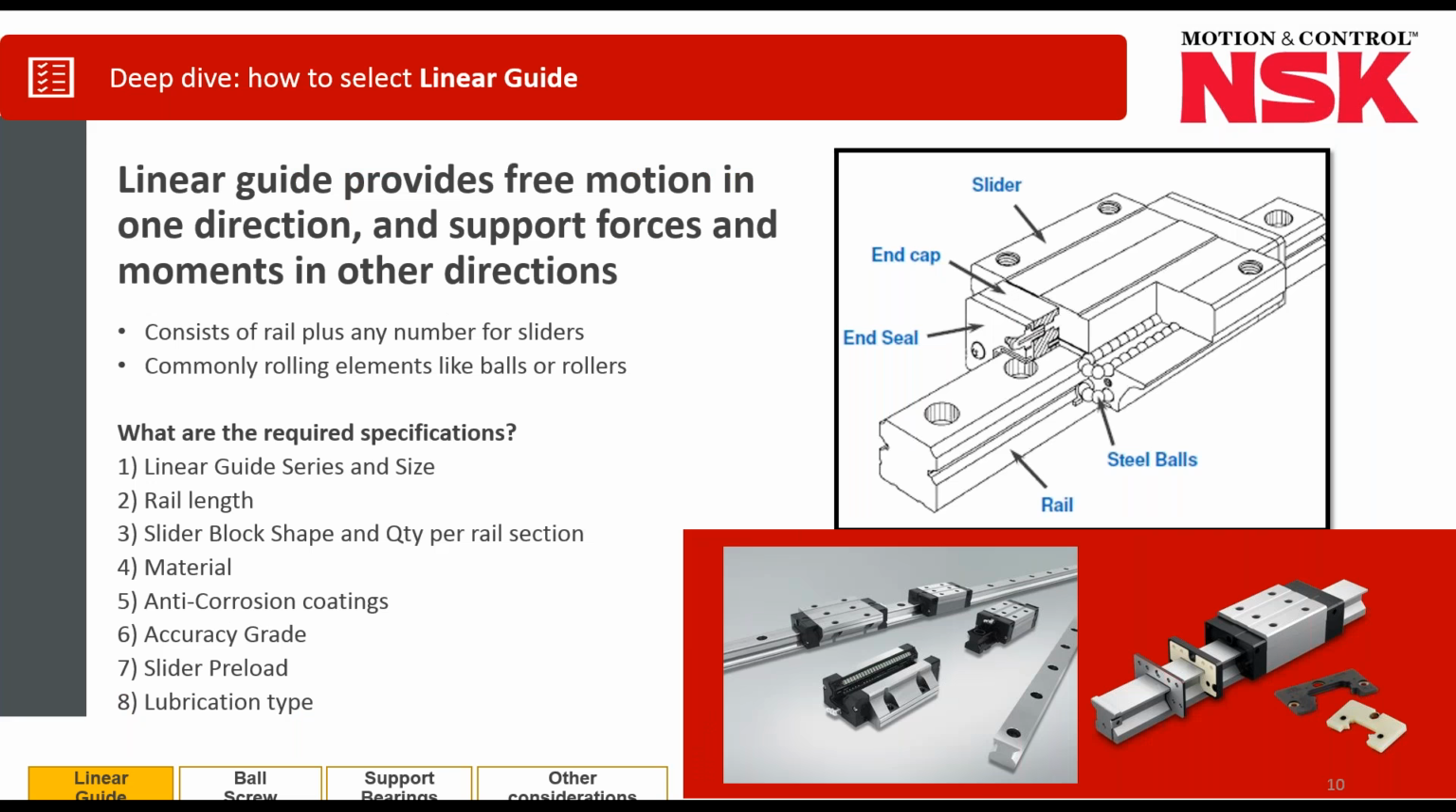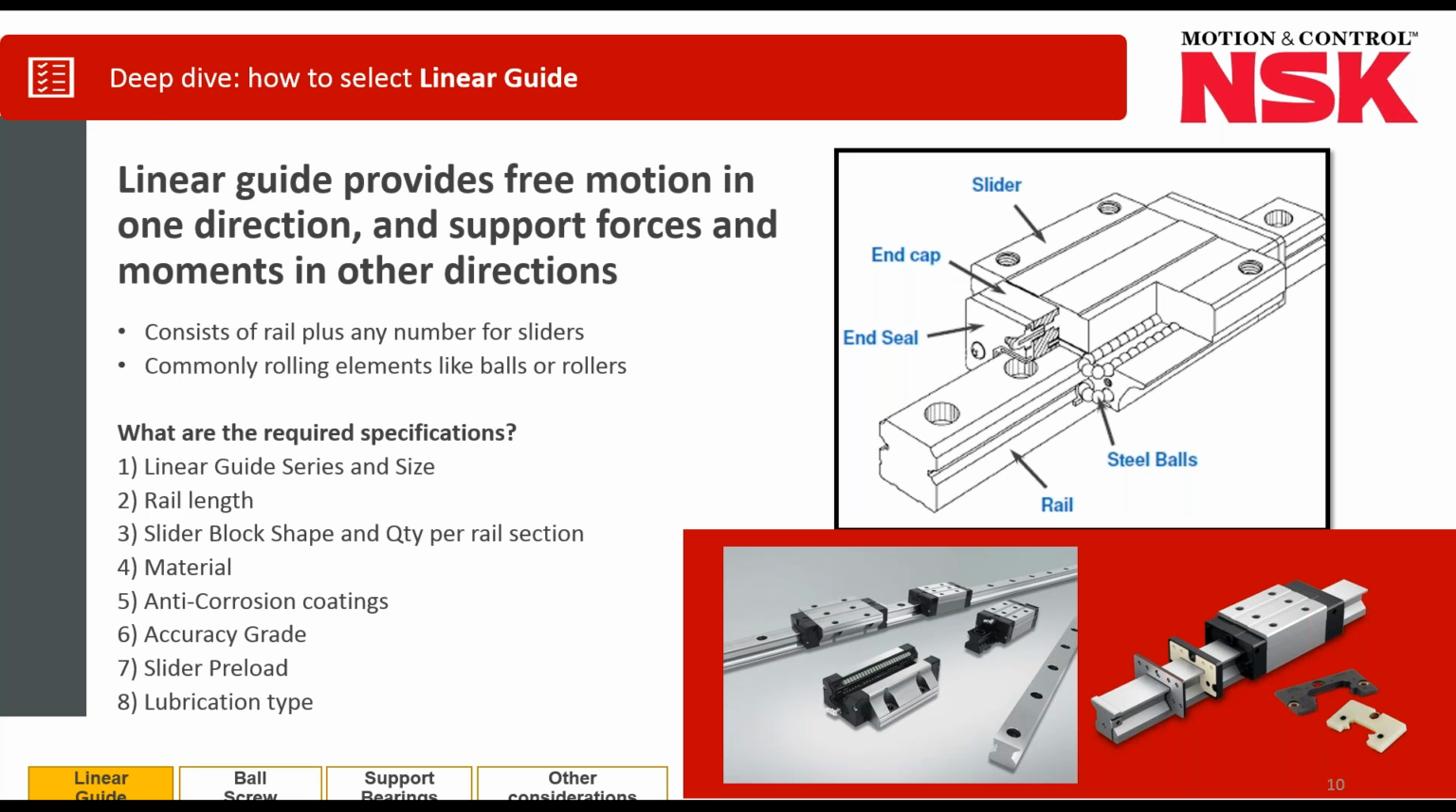So traditionally, for clarity, we consider a linear guide as shown in the image on the right, traditionally a rail and a slider, and traditionally rolling elements being balls. So what a linear guide is intended to do is provide free motion in one direction, basically the direction of your slide, while supporting the forces and moments in the other directions. So that's what the linear guides are traditionally intended to do, and that's what their purpose is in our linear stage.